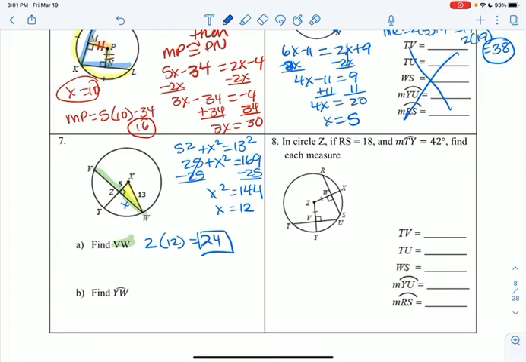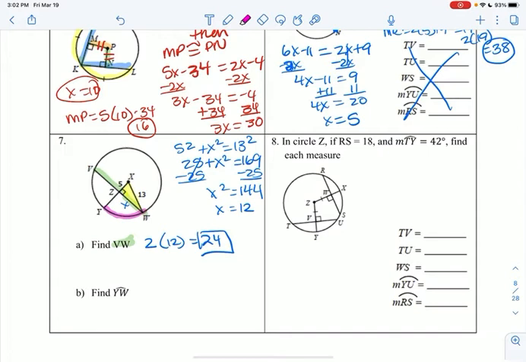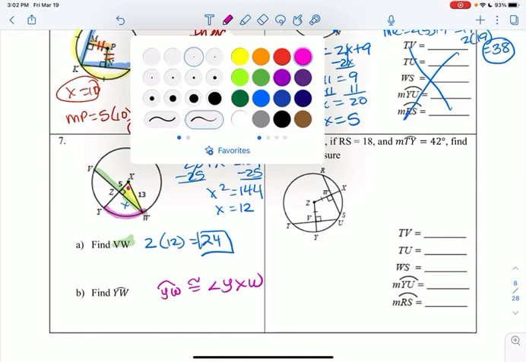And then the next one wanted me to find arc YW. So let's do that in a different color. How about I'll do that in pink? I want to do this arc right there. Well, that arc is equal to the angle. Oops, I didn't mean the angle sign. Arc YW. Now I want the angle that is congruent to angle YXW. It's congruent to this angle that I'm going to do in, I don't know, red.